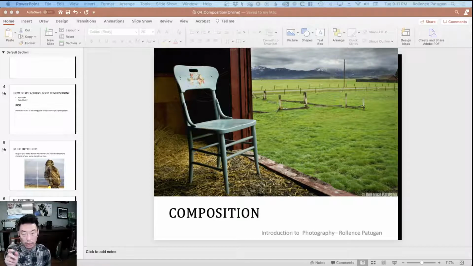What angle? Are you going a little closer, or are you stepping a little bit further back? A little to the left, a little to the right. All of that is composition, okay? And within composition, there are some rules and some guidelines that can help you transform that ordinary snapshot into something a little bit more interesting to look at.